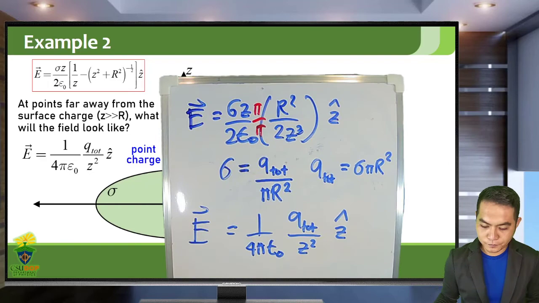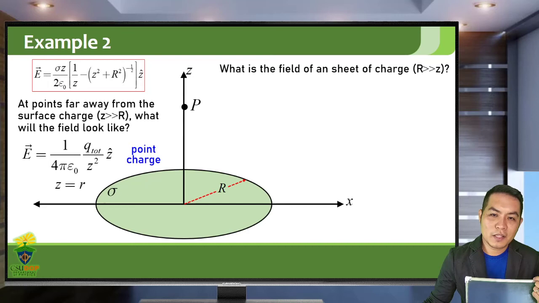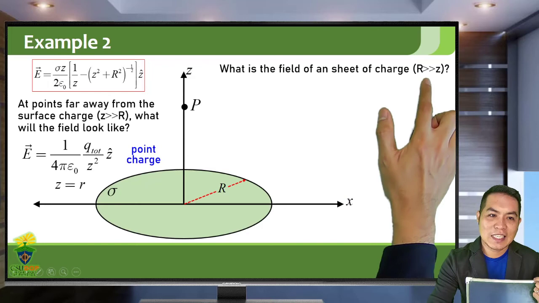Okay, so for the second limiting case, what if now your surface charge becomes infinite? So the radius becomes infinitely large. So R is very much greater than z, the distance from the surface charge.